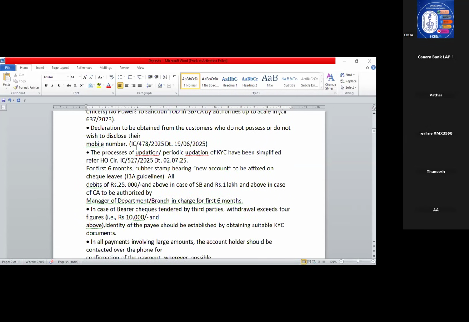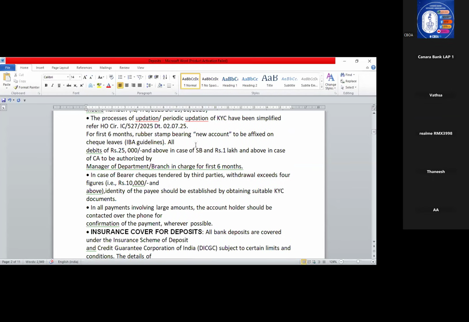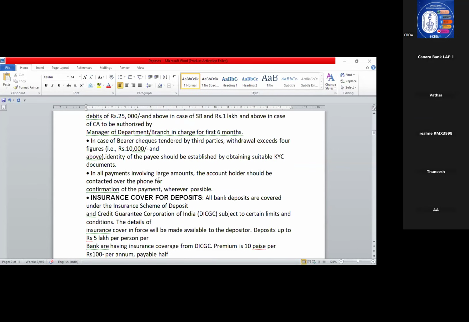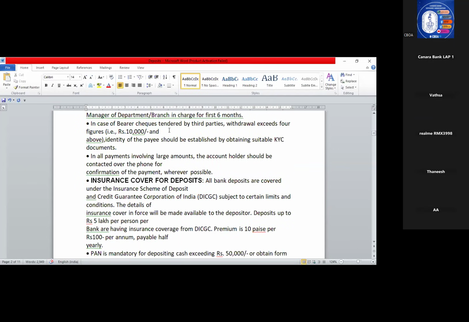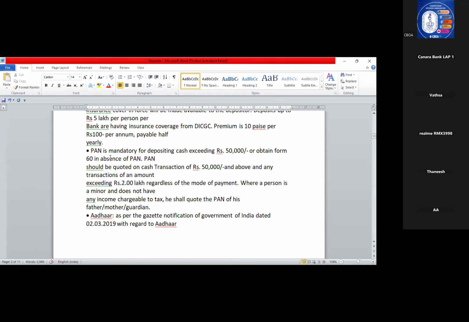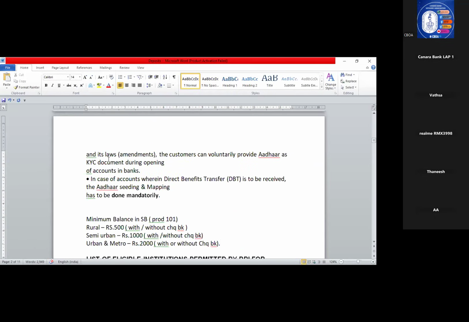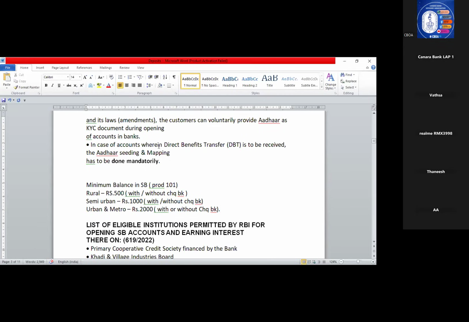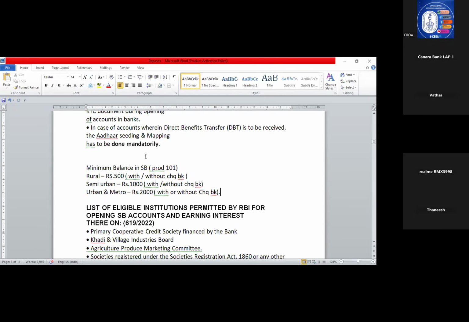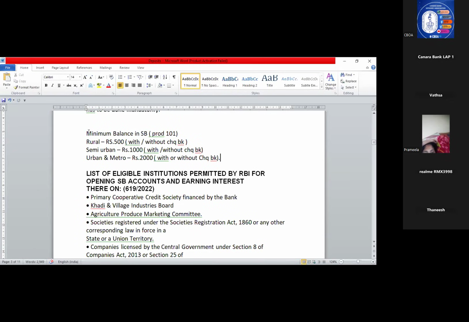Then this mobile number, this is the latest change. You may get it in the exam. This may be one of the questions. Then how a new account has to be treated. Then this, in case of bearer checks tendered by third parties, what is the amount where you have to get the KYC documents? Whenever it goes beyond the 10,000 third party checks, then we have to get the KYC documents. And what is the insurance amount for the deposit accounts? That may be one. And this other seeding and mapping for the direct benefit transfer, that may be one of the questions.